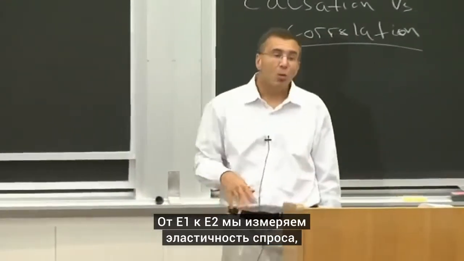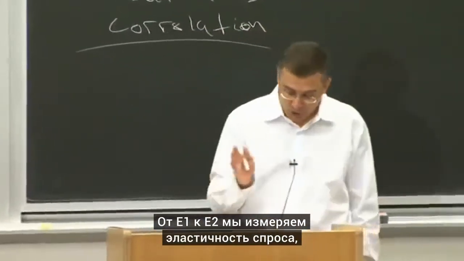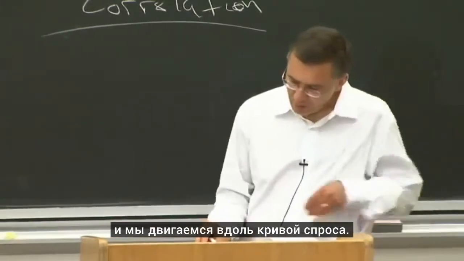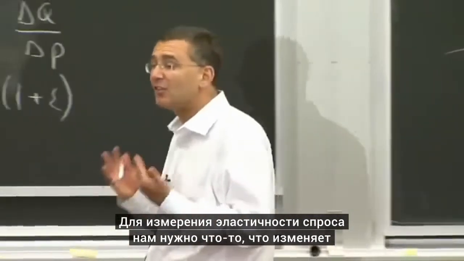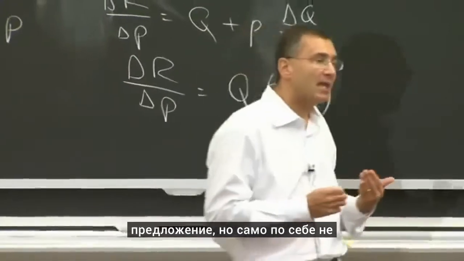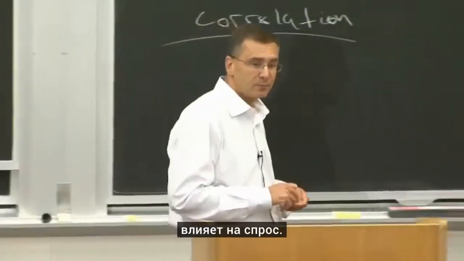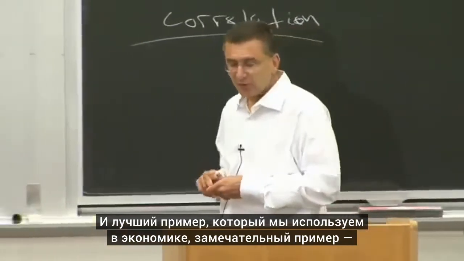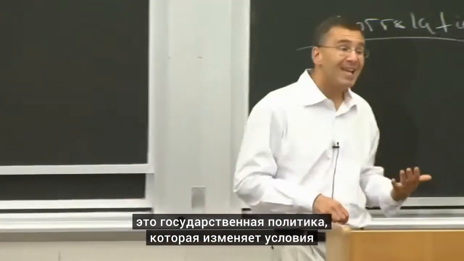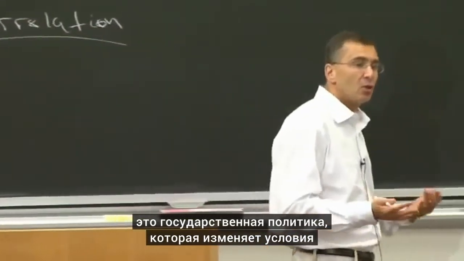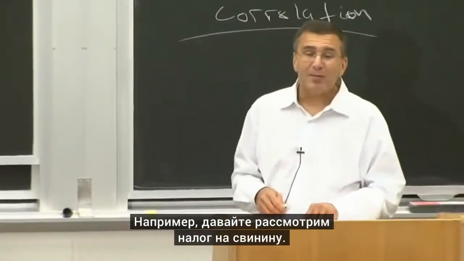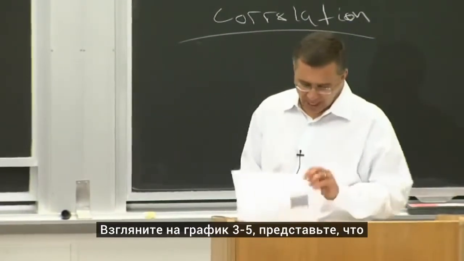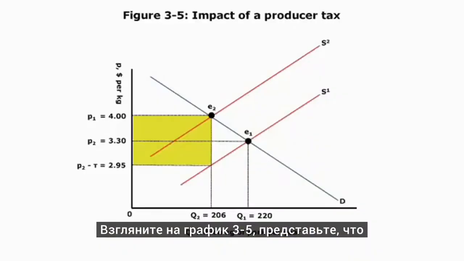From E1 to E2, we measure the elasticity of demand as something shifts supply and moves us along the demand curve. So what we need to measure the elasticity of demand is something which shifts supply, but does not itself affect demand. And the best example of this that we use in economics, a great example, is government policy, which comes along and changes the supply conditions for a good. So for example, let's think about a tax on pork. If you go to the next, figure 3.5, imagine the government came along and taxed pork.